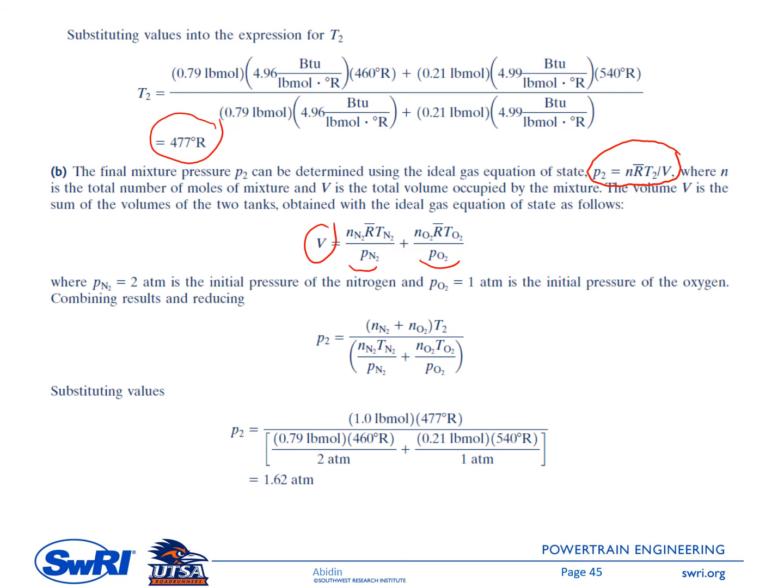The initial pressure for N2 is 2 atmospheres, and the initial pressure for oxygen is 1 atmosphere. If you combine both terms here, you will get this one. Then you just need to plug in all the numbers, and you will get P2 of 1.62 atmospheres.